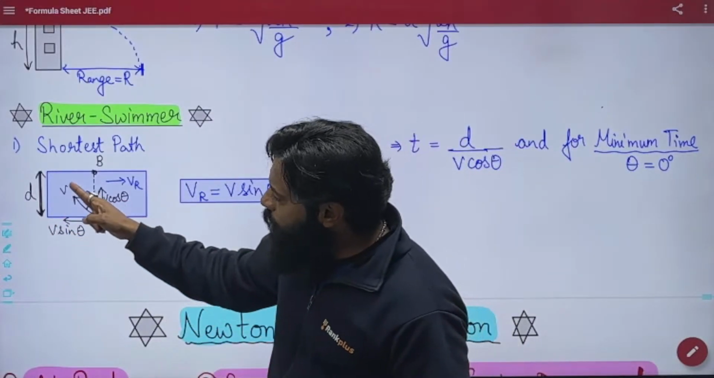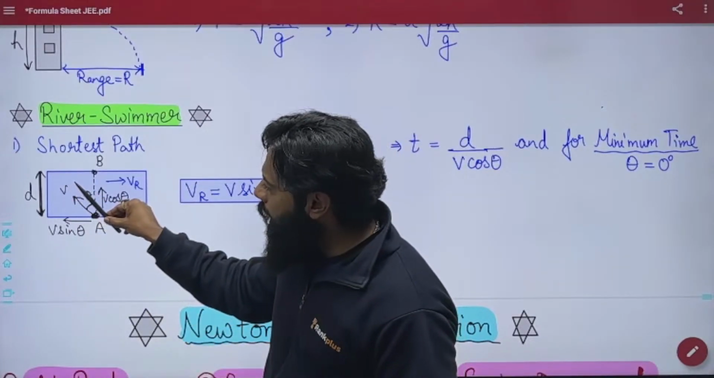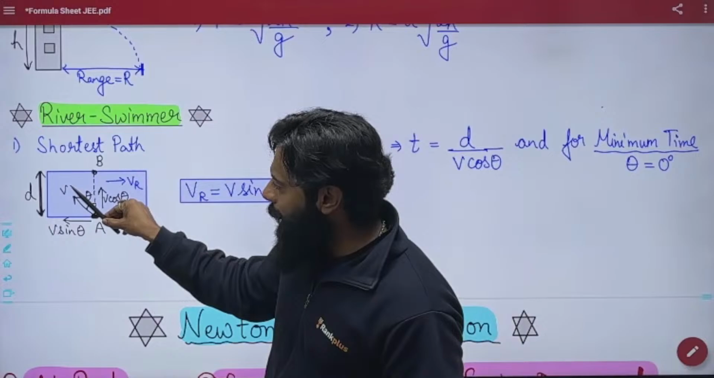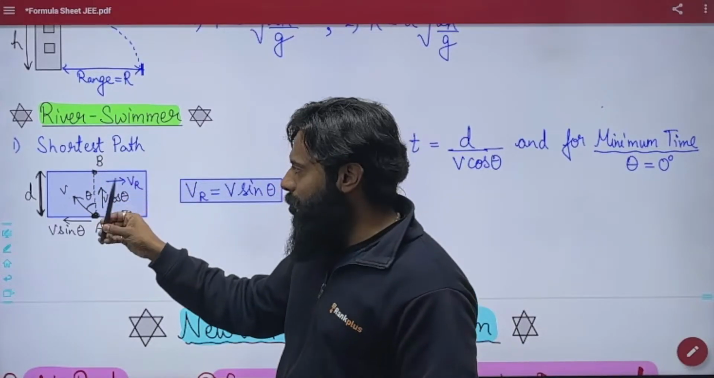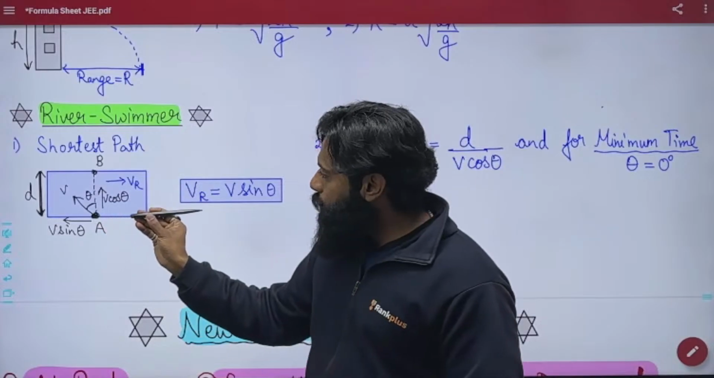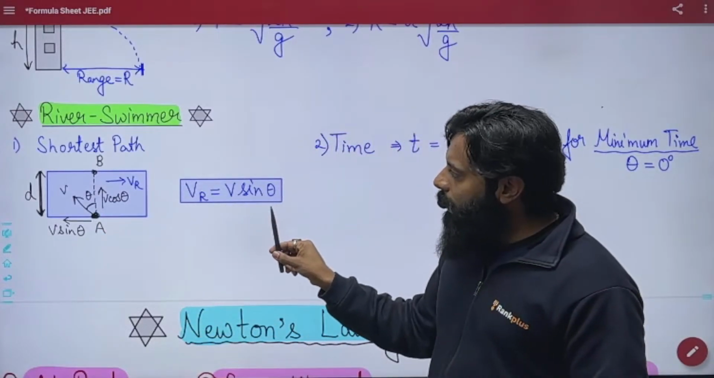If the swimmer is going in this direction with velocity v, I can resolve this velocity in two parts, v cos theta and v sin theta. This v sin theta must be equal to the velocity of the river. So vr must be v sin theta. This is a very, very important relationship.